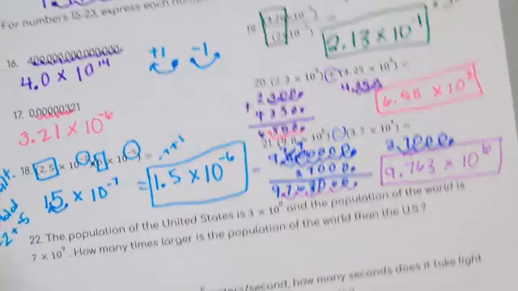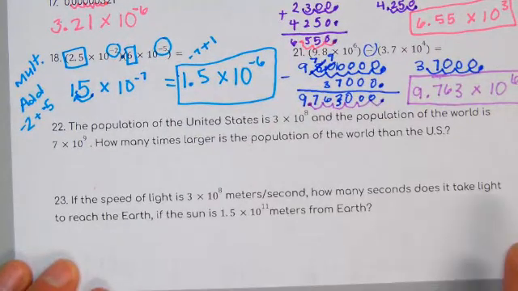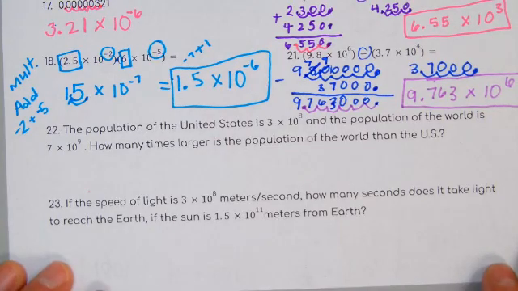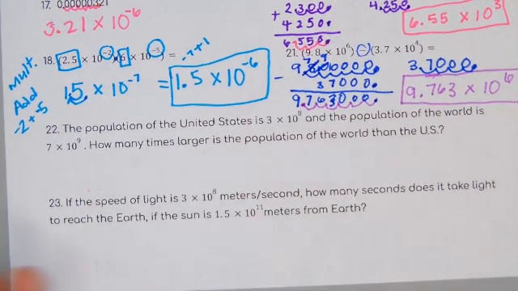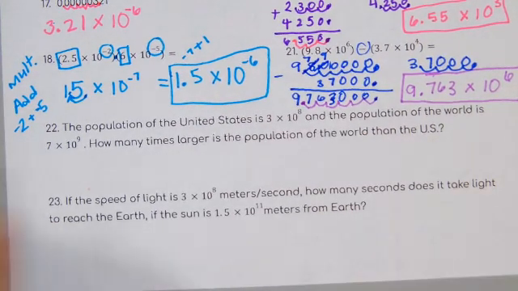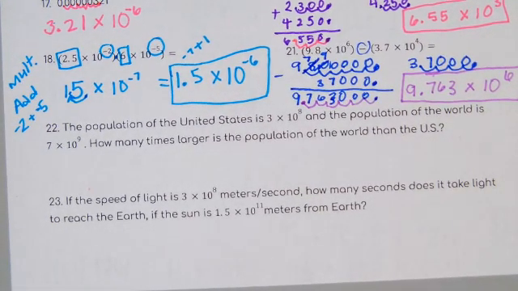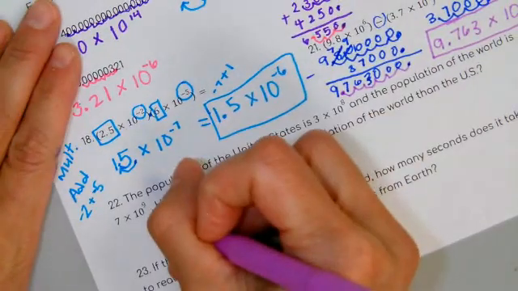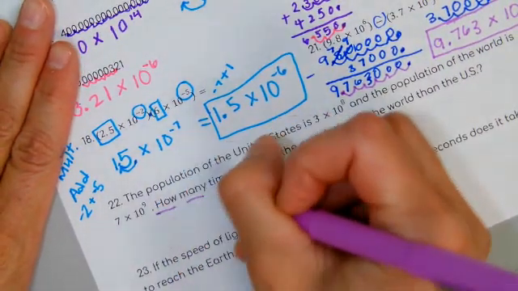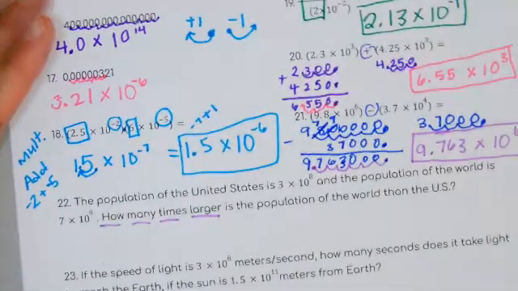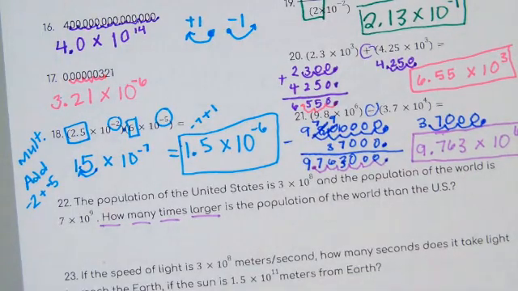Okay, we're to the last two. Story problems for scientific notation. The population of the United States is 3 times 10 to the 8th, and the population of the world is 7 times 10 to the 9th. How many times larger? Okay, keywords. How many times larger is the population of the world than the U.S.?